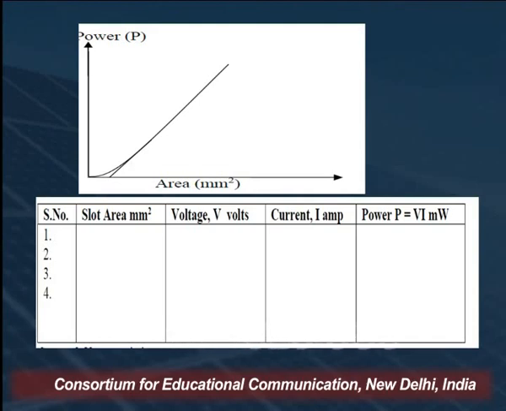Now if we graph the power versus the area, we have a straight line. The power will increase as the area of exposure to the sunlight increases. So this is the graph between the power and the area.